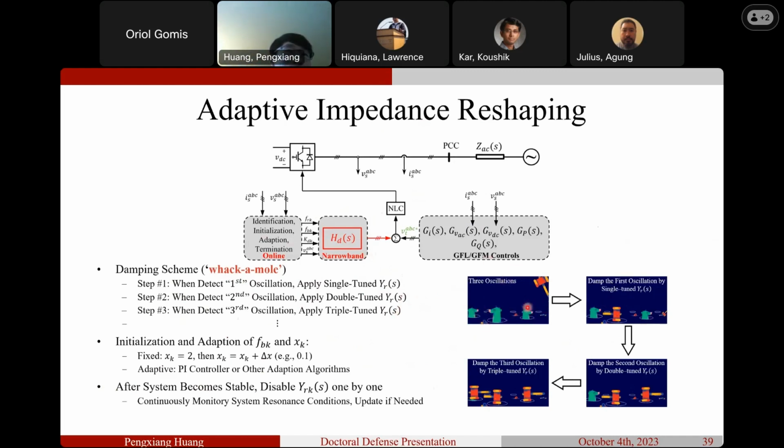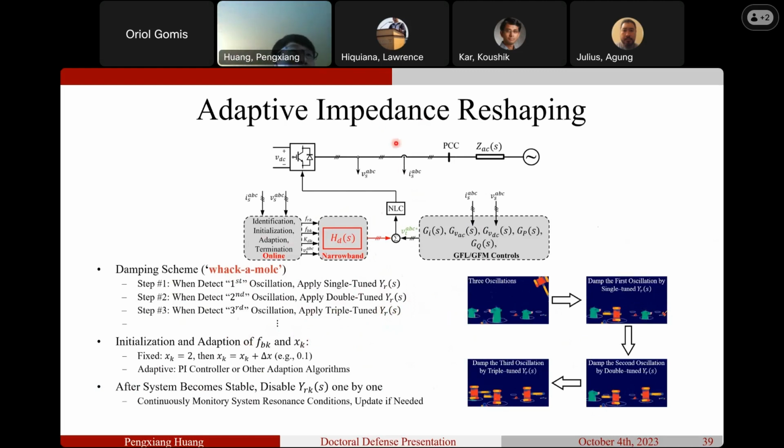So here you see 3 oscillations, 3 moles, and you find the first one and you tackle it. Just use a single-tuned hammer, a single-tuned YRS, and then the other 2 still exist. Then you use a double-tuned one, designed based on what I said in chapter 4. You kill those 2 moles, and then you still have another one left, right? Just use the triple-tuned one, and so on. So that's how I try to explain the multi-tuned adaptive impedance reshaping.